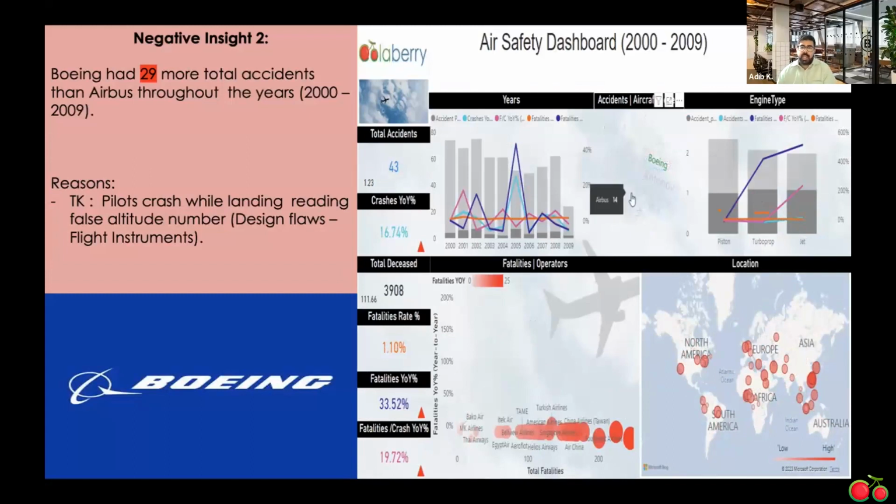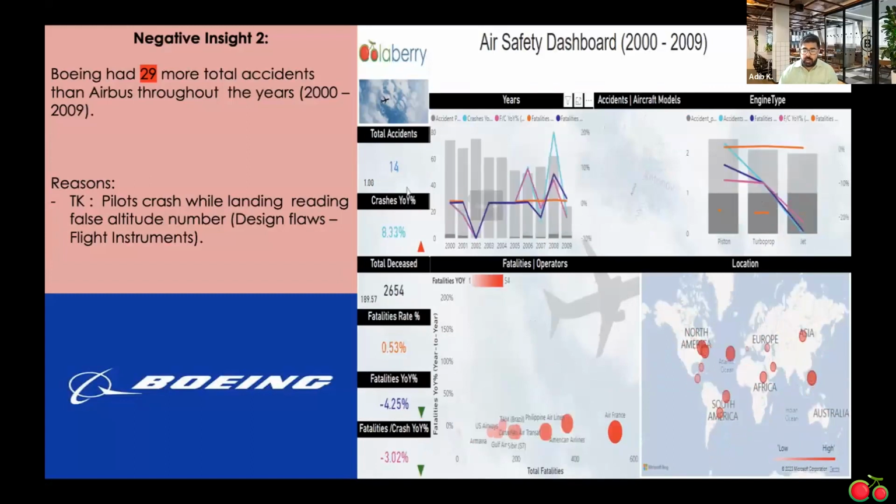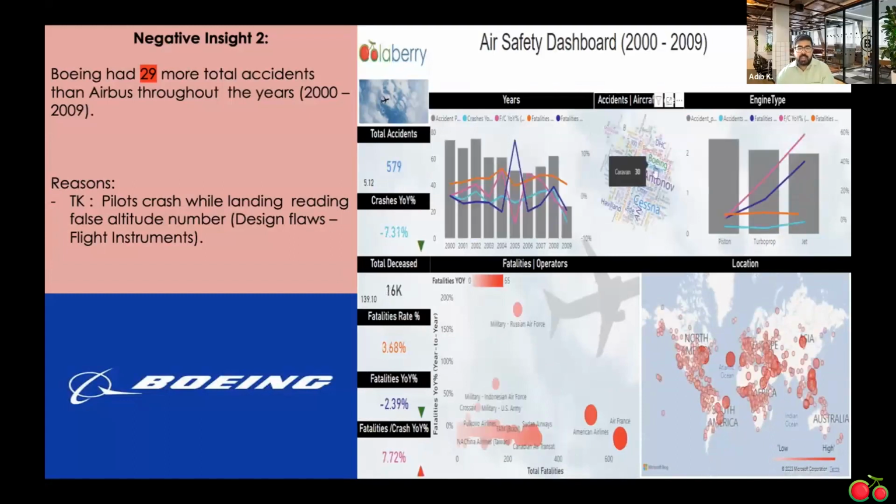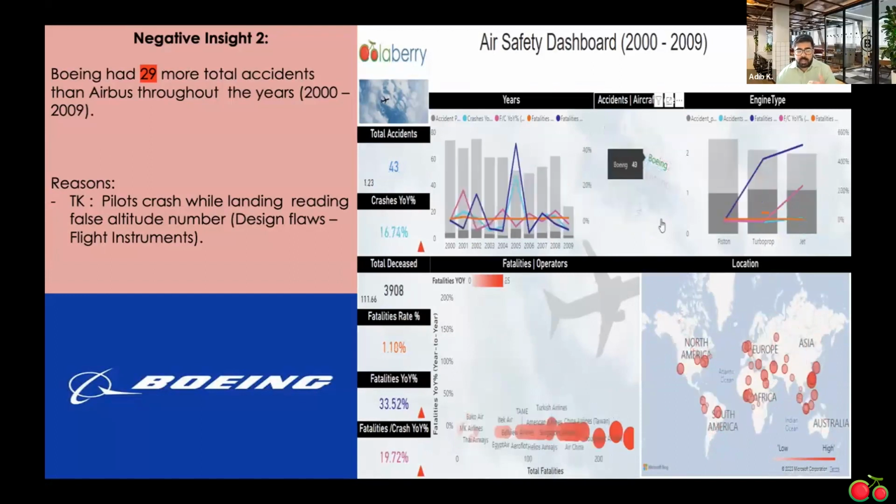And the reason why they had a poor track record is because there were a lot of design flaws with their flight instruments. For instance, Turkish Airlines had a crash in which the pilots were reading a false altitude number while landing. It was one of the deadliest accidents for Turkish Airlines.